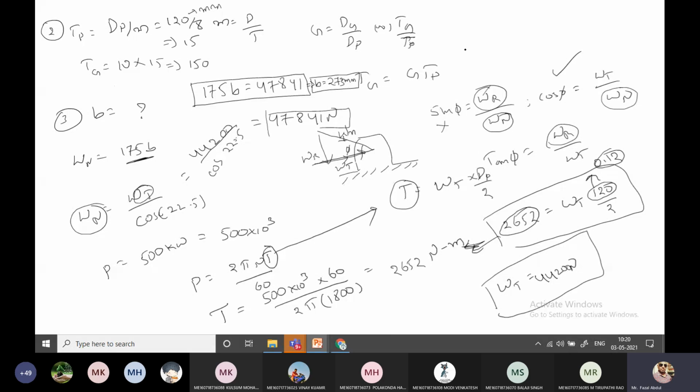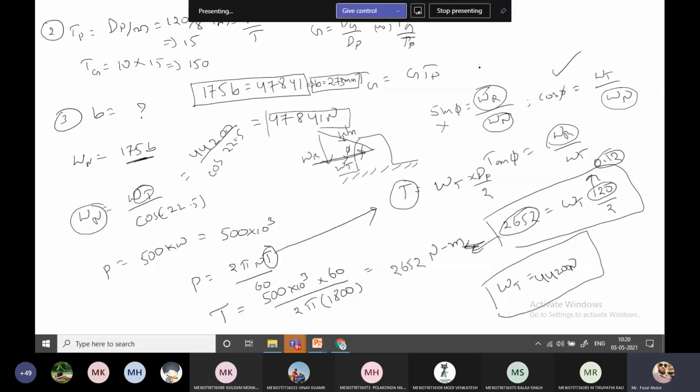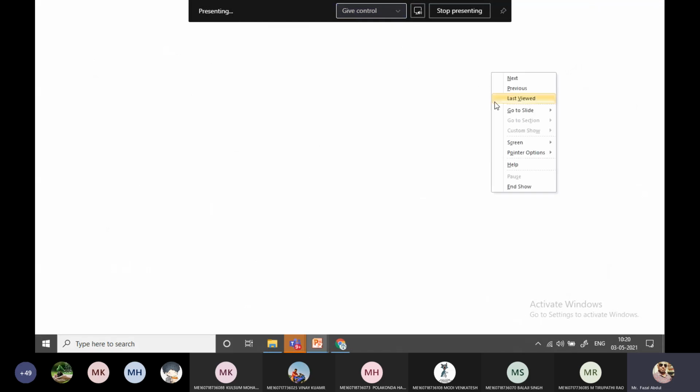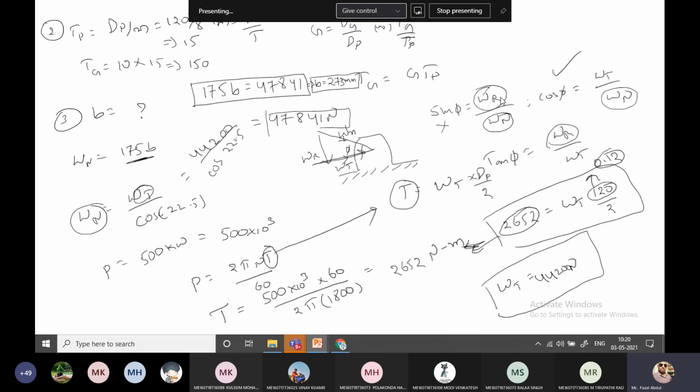Now what is the fourth question? Load on the bearings of the wheels. That is the fourth question. So the load on the bearing is Wr. In the previous part we have three equations: sin phi equals Wr by Wn, cos phi equals Wt by Wn, tan phi equals Wr by Wt. Among these, Wr is asked, so we can select this equation, or also this equation. I am selecting sin phi equals Wr by Wn.